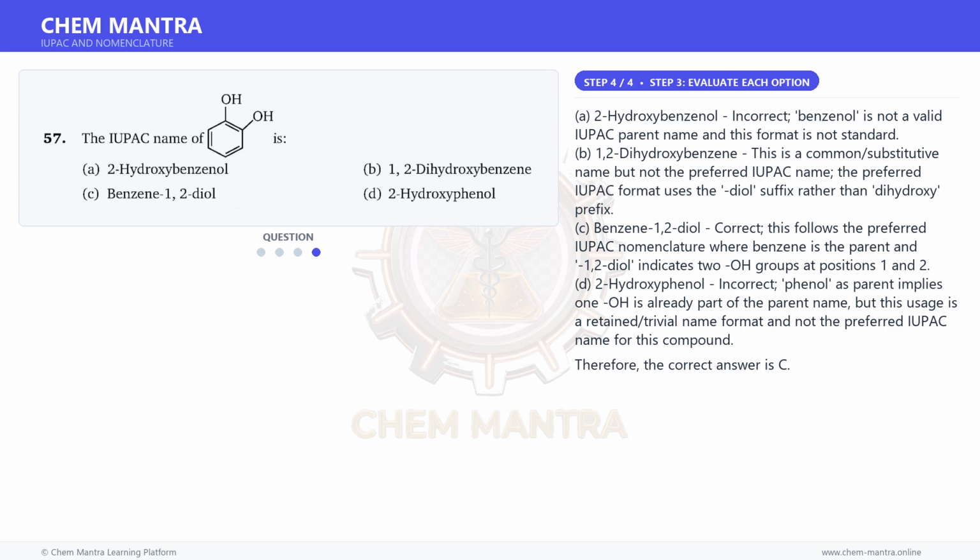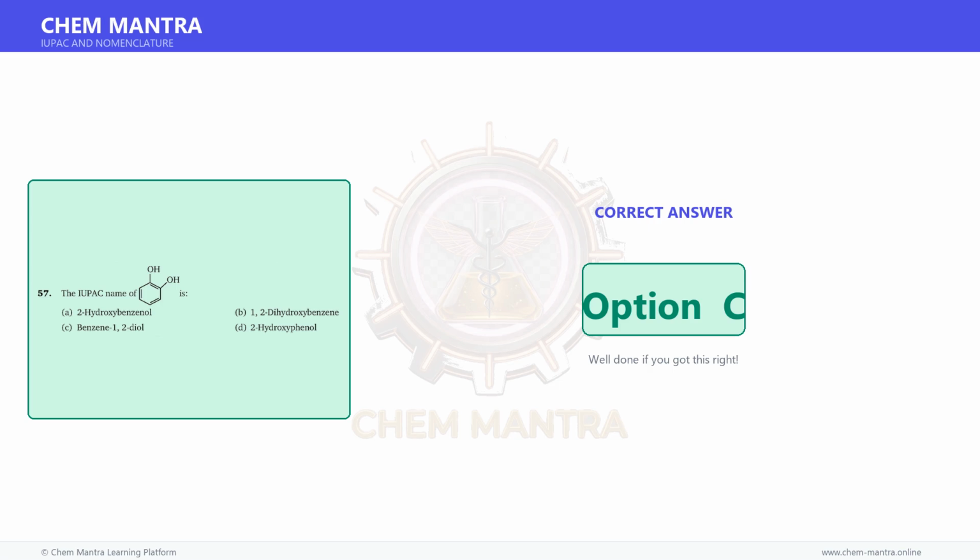Phenol as parent implies 1 OH is already part of the parent name, but this usage is a retained trivial name format and not the preferred IUPAC name for this compound. Therefore, the correct answer is C. Therefore, the correct answer is option C.